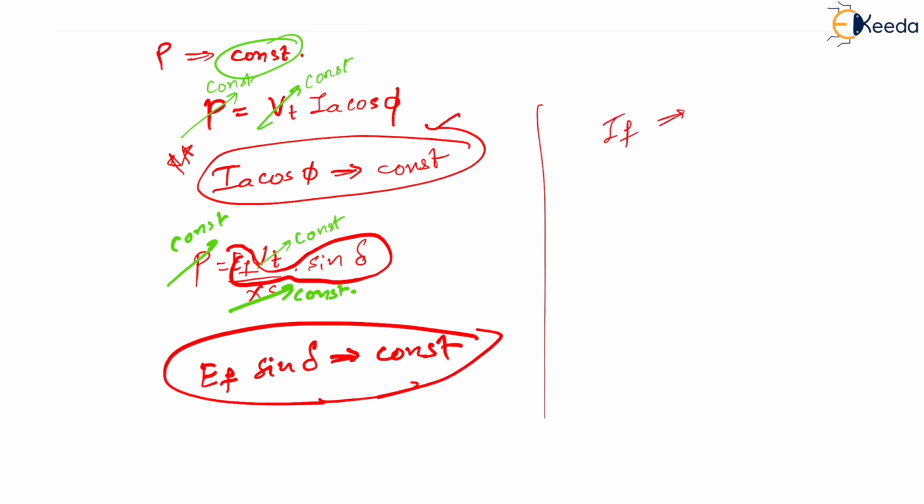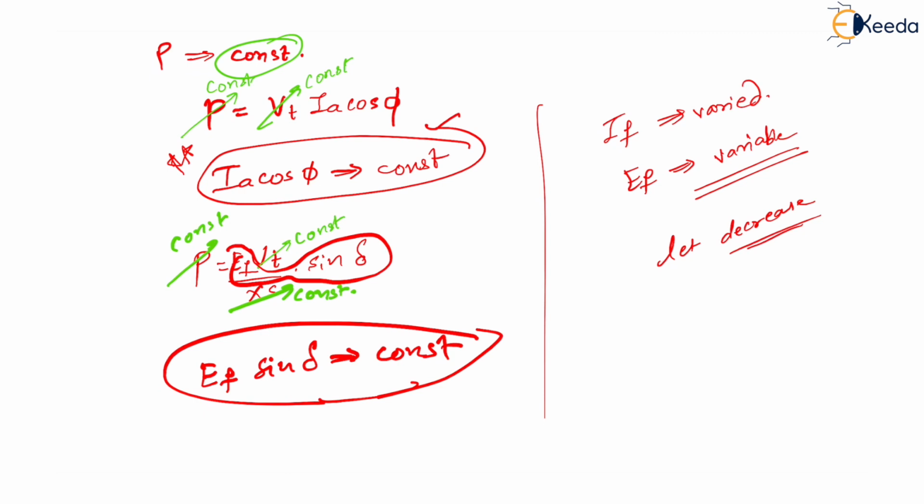Field IF is varied or not? IF is varied. Correct? So this means if IF is variable, then definitely EF is also varied. So EF is variable. Correct or not? Yes. Now either I can increase it or I can decrease it. So let me decrease it. Let us decrease IF in our phasor diagram.